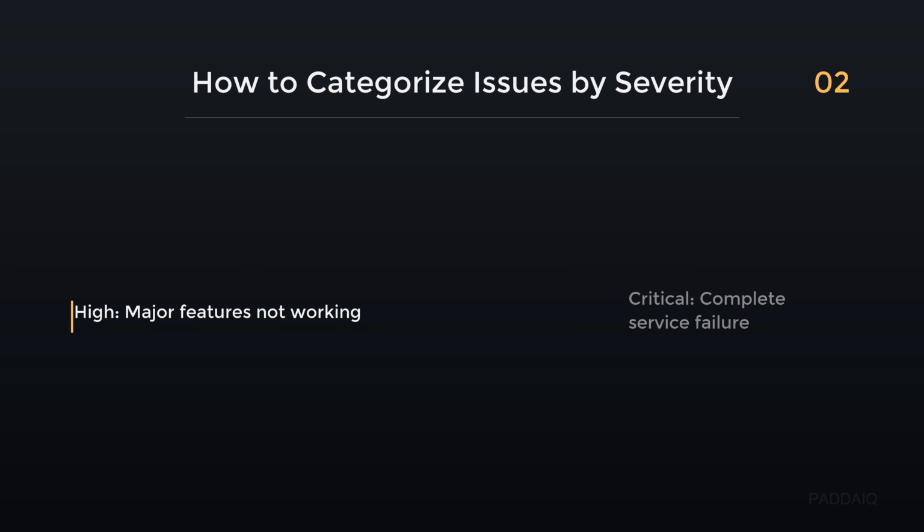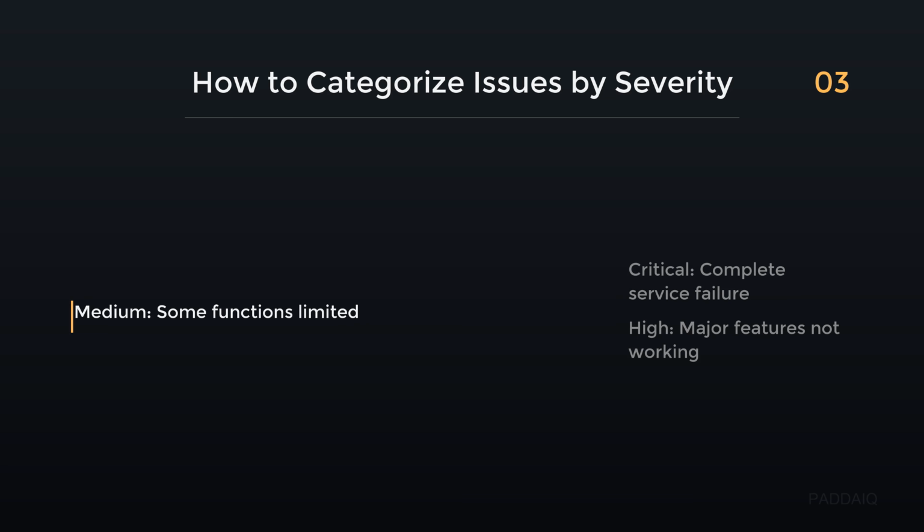High, major features not working. This means critical system functions are failing, preventing users from completing essential tasks. For example, if the employee expense reporting tool is completely down, no one can submit reimbursement requests. This severity requires immediate attention to restore core business operations.